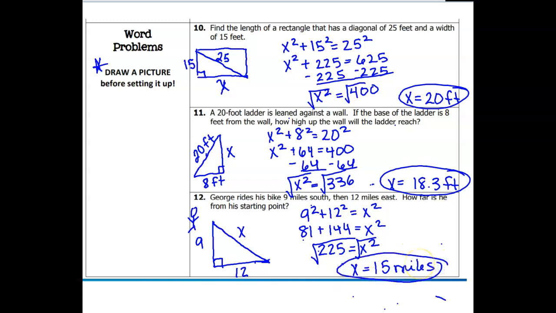Okay, so what I want you guys to do is the exit ticket that's in day 65, and then you can work on your homework, which is 65B.